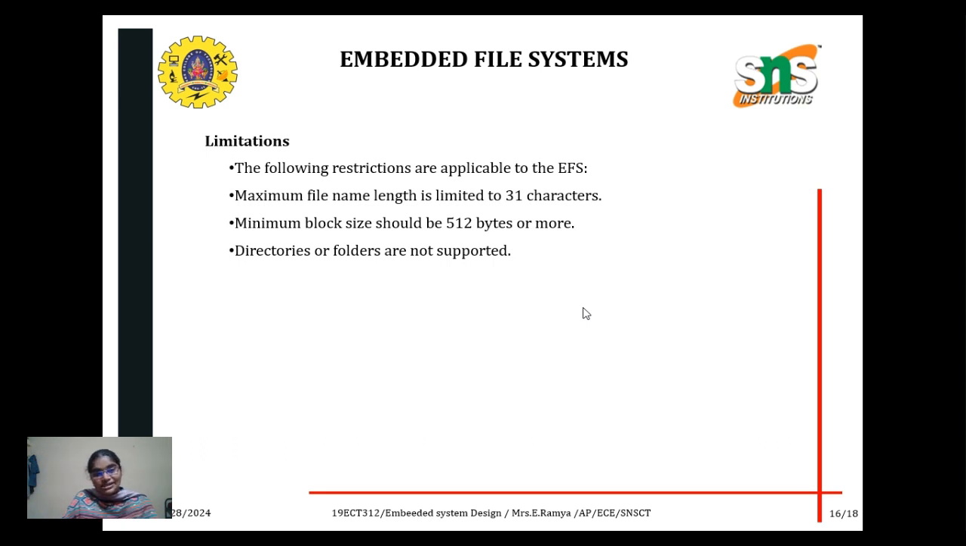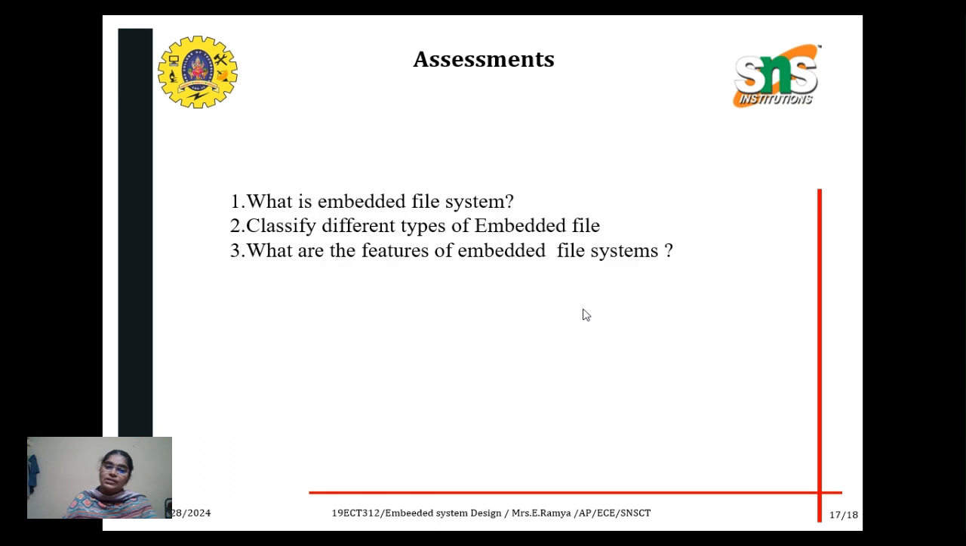The following restrictions are applicable to embedded file system. Maximum file name is 31 characters. Minimum block size should be 512 bytes or more. Directories or folders are not supported. Okay students, I hope you understand what the functions of embedded file system are and what parameters are used in the embedded file system, and how we have to define embedded files.